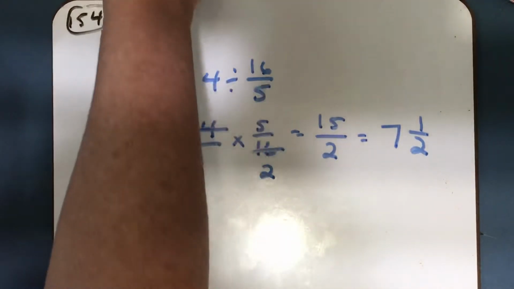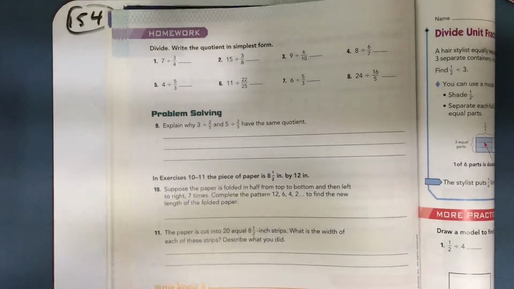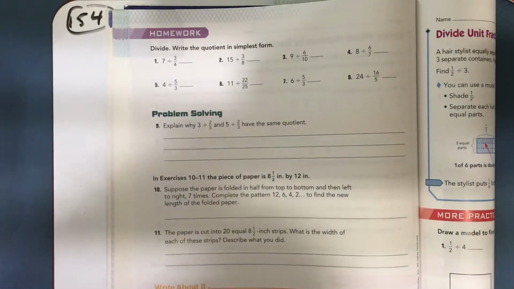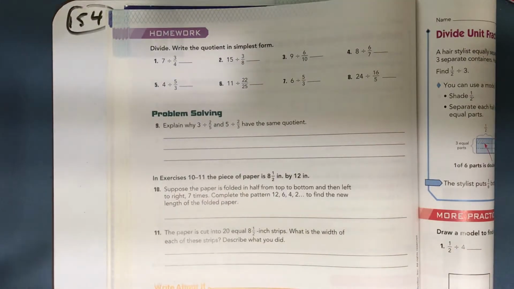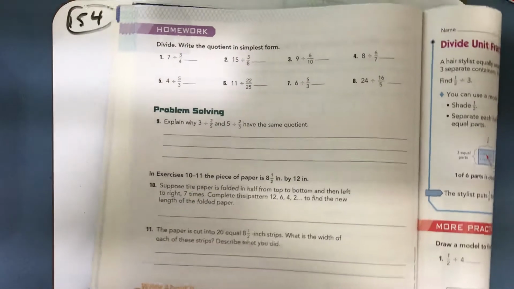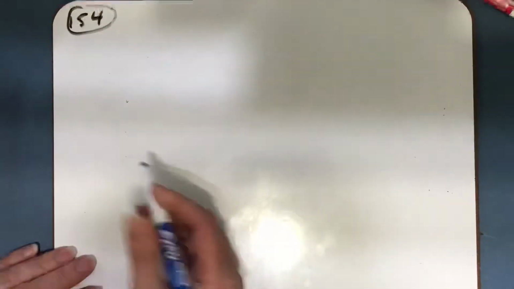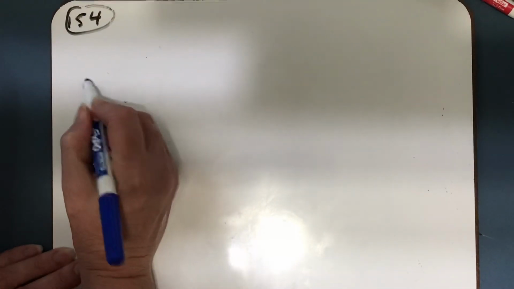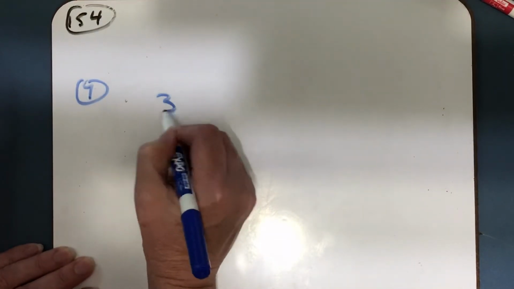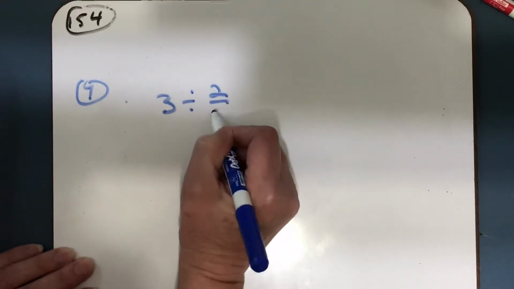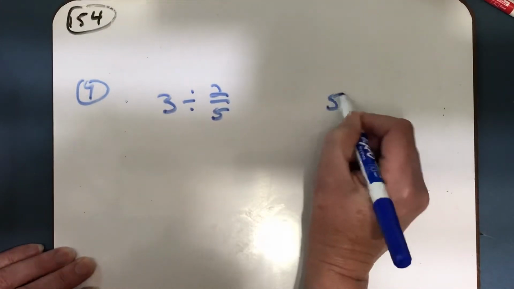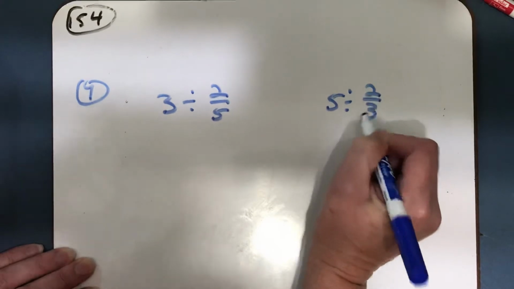Right, now I'm going to go on to the word problems. Let's look at number 9. I'm not going to solve the whole thing, but I'm going to get you started. It said, explain why 3 divided by 2/5 and 5 divided by 2/3 have the same quotient. Well, let's look at those. So this is number 9. 3 divided by 2/5 and 5 divided by 2/3.